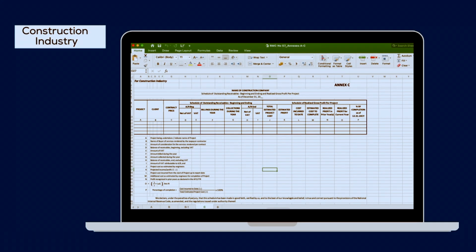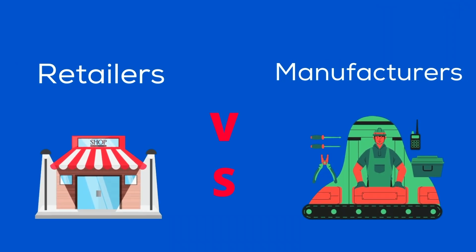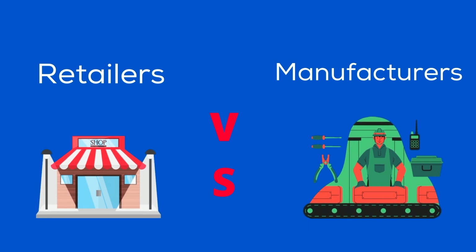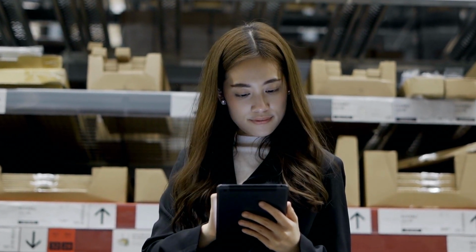What is the difference between retailers and manufacturers? Retailers are engaged in buying and selling goods to the customers, while manufacturers are the ones who produce the products for sale. The only difference is the composition of the cost of sales. So, if you buy products to sell, you're a retailer. However, regardless of whether you're a retailer or manufacturer, you will use the Annex A template. For this video tutorial, I'll be using Template A since most small businesses are engaged in selling goods.